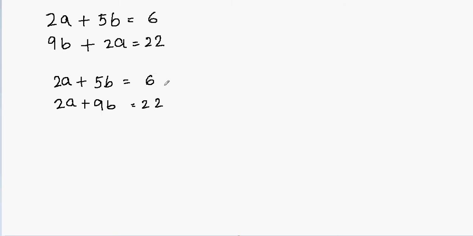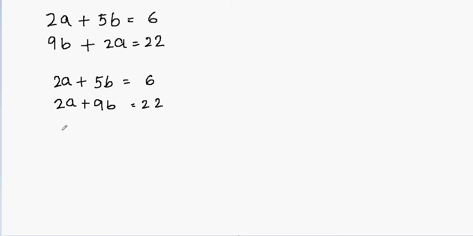Now you have to see, is it okay to subtract the second equation from the first equation? What happens if you do? You will end up with negative values, because 5b minus 9b will be negative 4b and 6 minus 22 will be negative 16, and we don't like to deal with negative numbers because we always make mistakes. So what I'm going to do is subtract the first equation from the second equation.